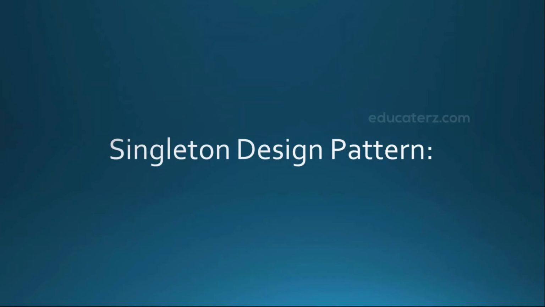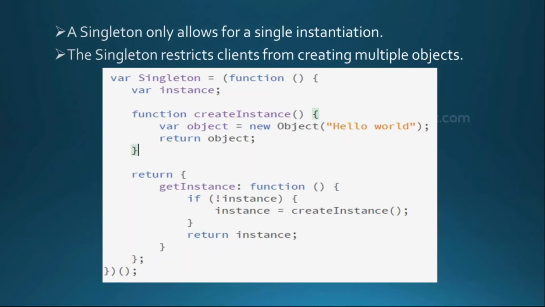Now coming to the singleton design pattern. A singleton only allows for a single instantiation. The singleton restricts the client from creating multiple objects. Let's say you want to create only a single object and you don't want to have multiple objects of the same structure, and you want to go only with the single object. To have that, you can use the singleton design pattern in your page. Why do we need this singleton design pattern? When you have some global functions registered at the global level, and you want to combine all these functions into a single object and create that object only once, then you can go with the singleton design pattern.